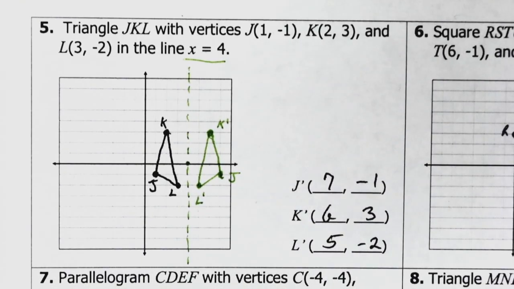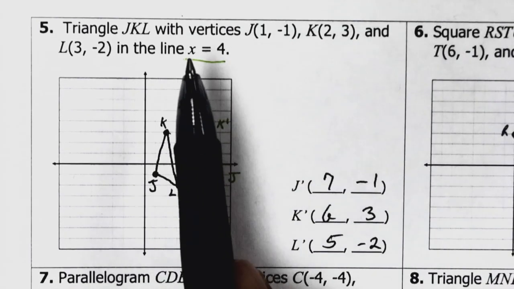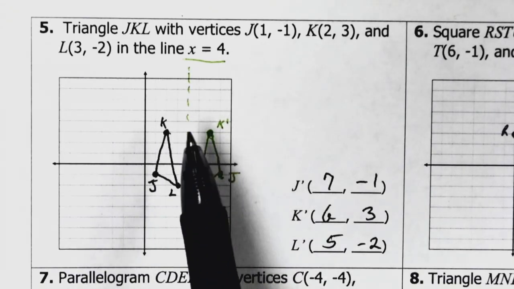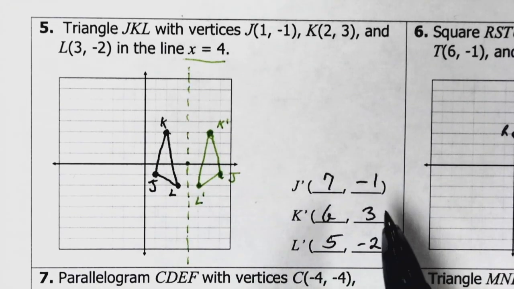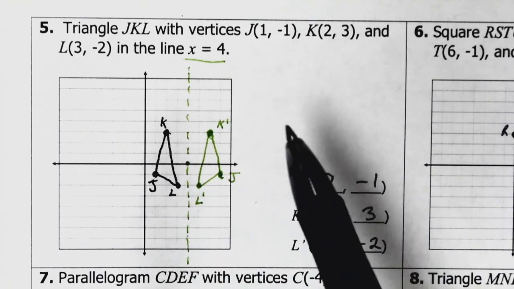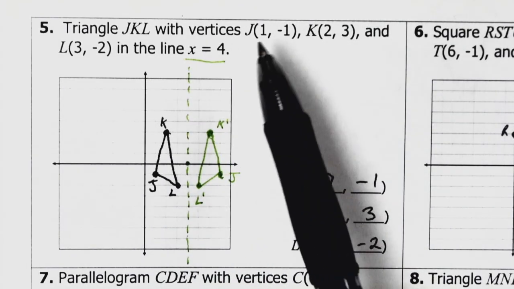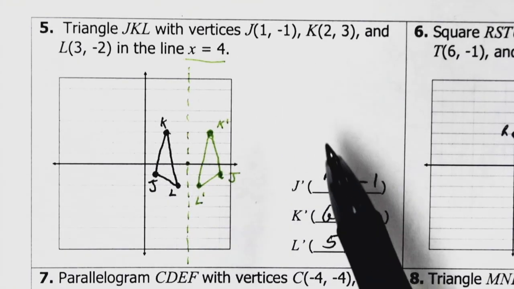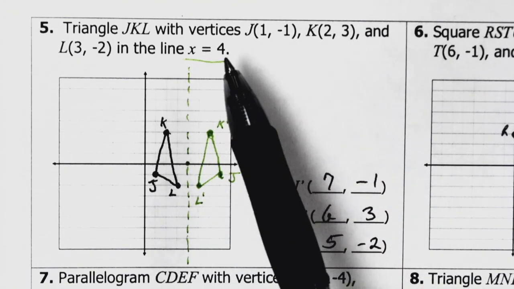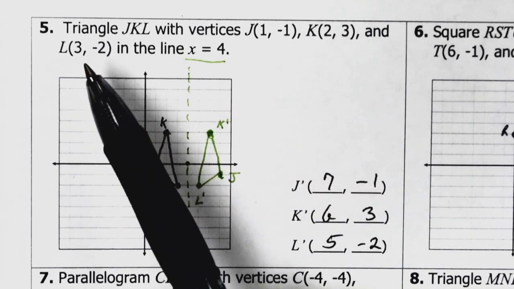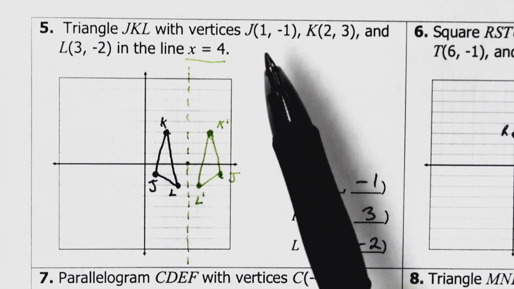There you go. So once again, you should see that because we're reflecting over a vertical line, the graph is moving left and right and not up and down. So the y-coordinates should be the same, and the x-coordinates are changed by the difference of how far away they are. So 1 is 3 away from 4, so another 3 is 7. 2 is 2 away from 4, so another 2 is 6. 3 is 1 from 4, so another 1 is 5.